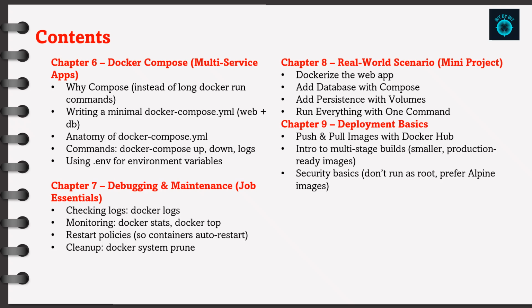Finally, in deployment basics, we push and pull images via Docker Hub, create smaller production-ready images using multi-stage builds, and follow security best practices like running as non-root and using Alpine images. This part shows how to build, run, and deploy containers like in real-world projects.